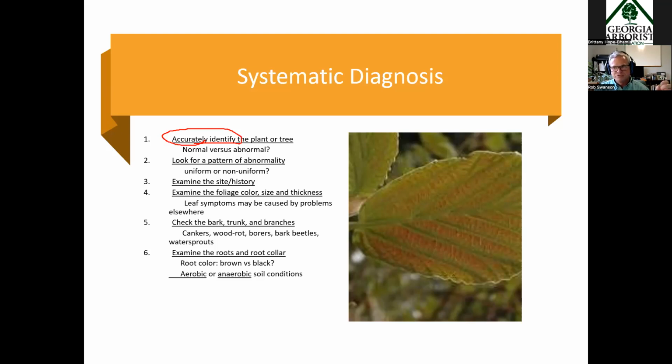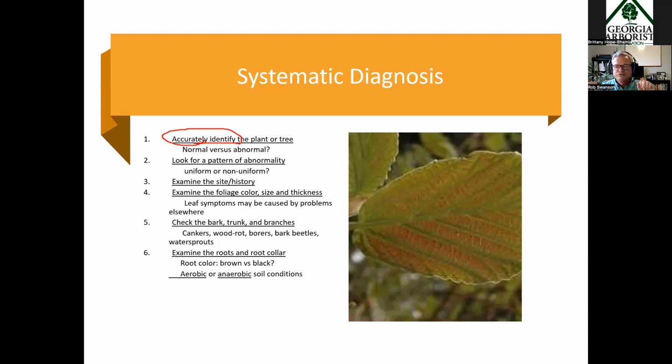I've been doing this for 33 years, and I learn stuff every single week. I learn something new. I'll see it and I'm like, man, what is that? And then I'll start doing my research, and then I'll start sending pictures and things to my friends, to my network of other arborists, and say, what do you think this is? So start with knowing your plant, knowing what it should be, and then look for a pattern of abnormality.